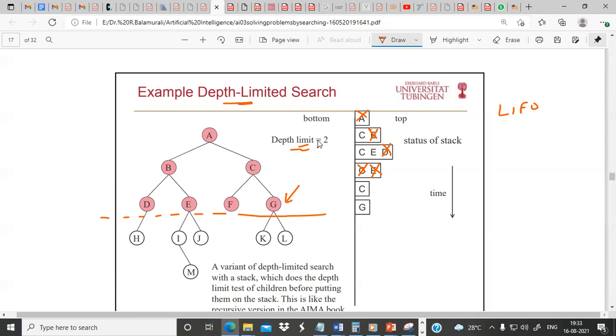So expand C. When you expand C, what do you get? You get G and F. It will be pushed in what order? First we push G and then we push F.